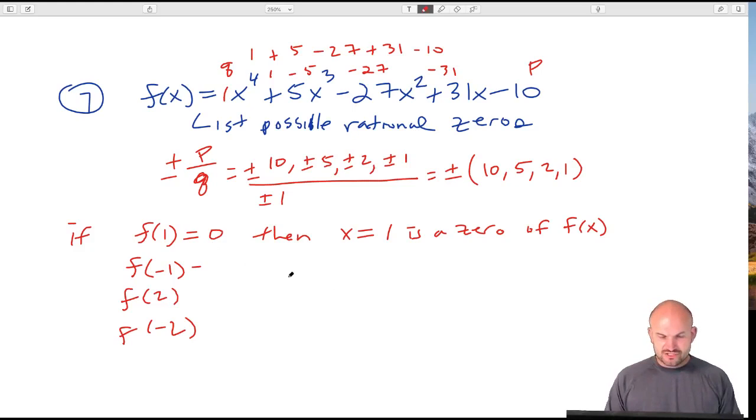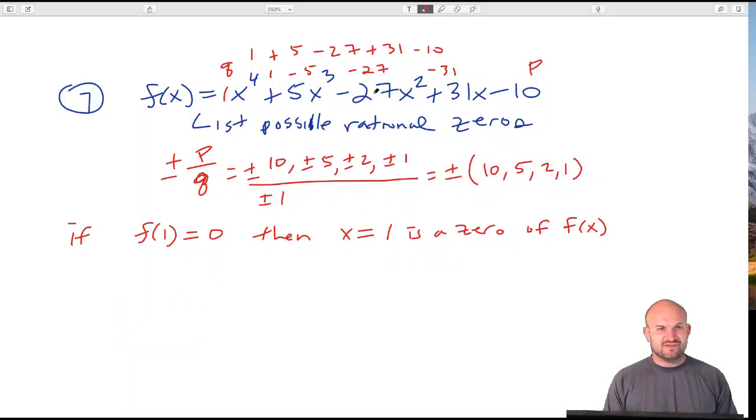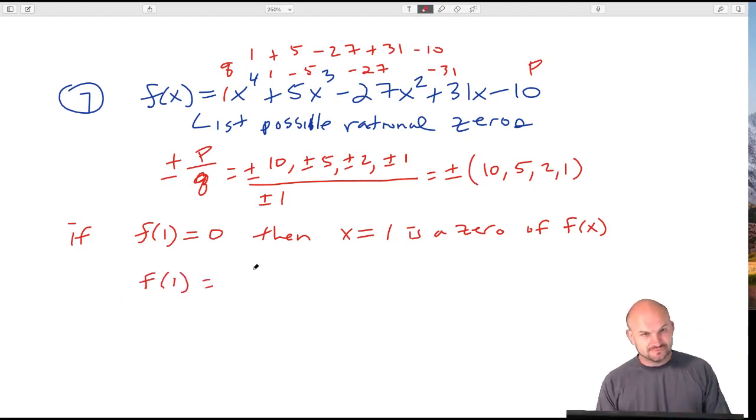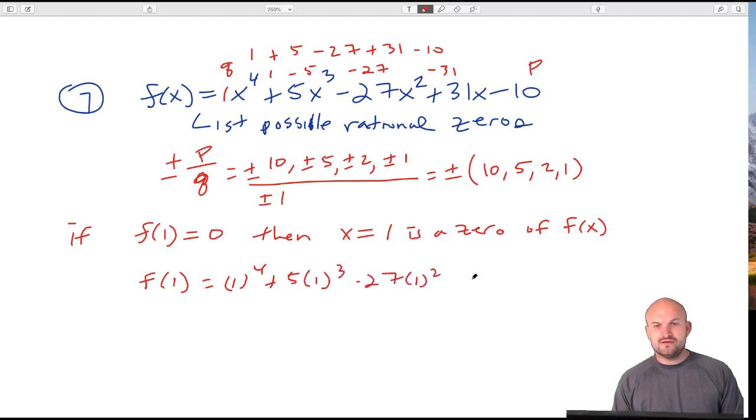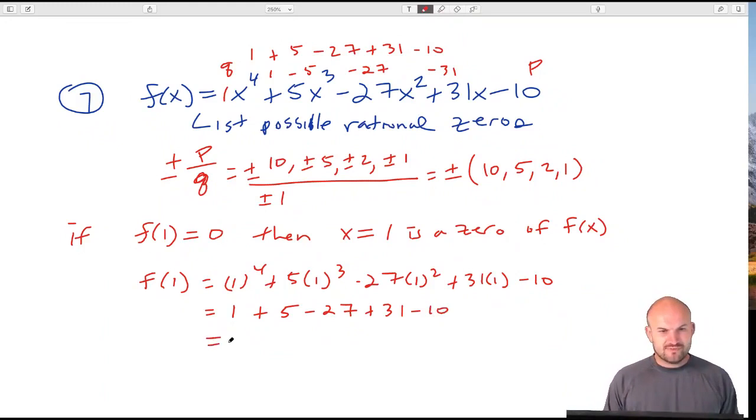But let me show my work for this, and I'll show you at least what the first step is. I would just have my students graph these and be fine. But let's confirm f of 1 real quick, and then I'll at least do the next step. f of 1 is 1 to the 4th plus 5 times 1 cubed minus 27 times 1 squared plus 31 times 1 minus 10. So we get 1 plus 5 minus 27 plus 31 minus 10. And 6, that's 37. If I'm doing my math right, I'm getting 0.